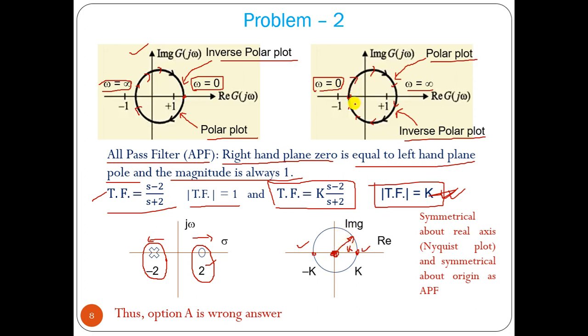But here what we can see is that with respect to the origin, this is greater than 1 and this is less than 1. So the magnitudes are not the same. This radius should be k. If you think of 1, it is 1.2, this is 0.8. So the radius is not constant with respect to the origin. So this is not an example of the Nyquist plot of an all pass filter.